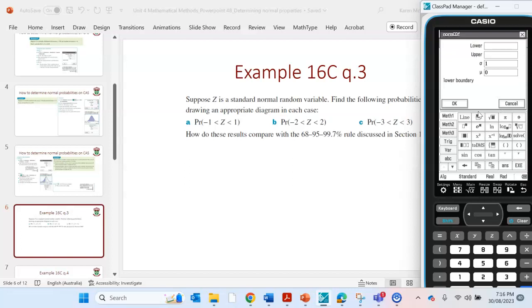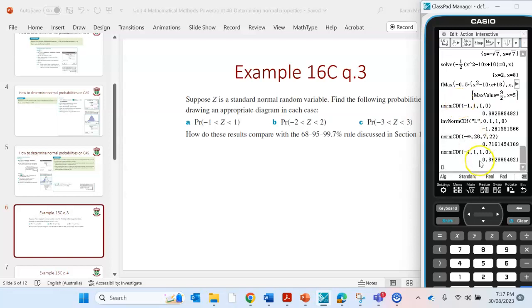So our lower limit is -1. I'm going from z equals -1 to z equals 1. And because it's a standard normal distribution, my standard deviation is 1 and my mean is 0. That's kind of like the default in the calculator. So if you're working with your standard normal distribution, it already has it in there. But if it's just the normal distribution, then you'll have to put in your standard deviation and mean. Just take note that they ask for the standard deviation first and then the mean.